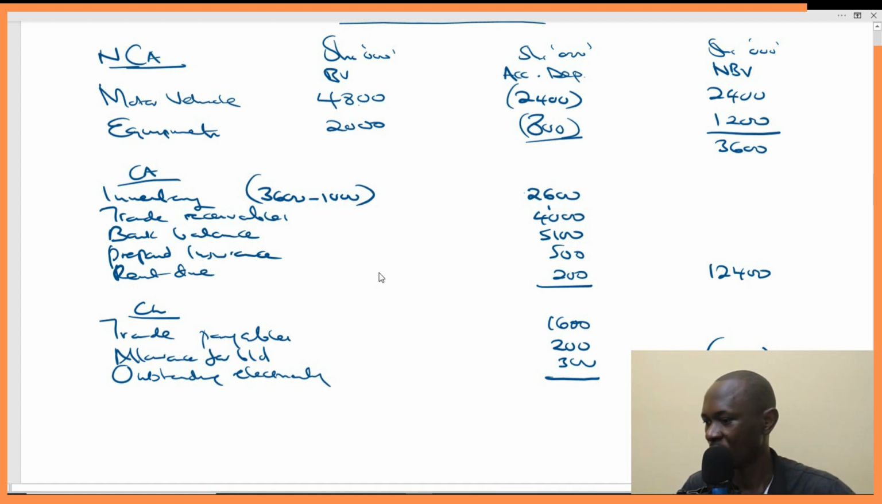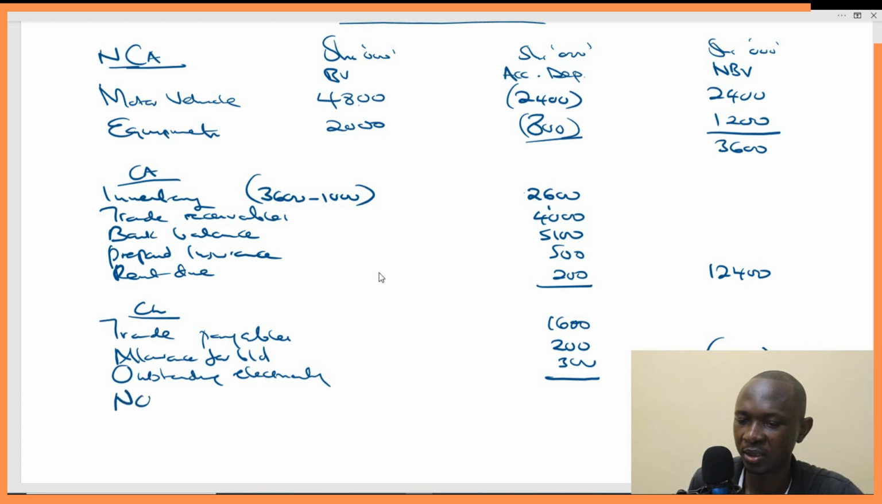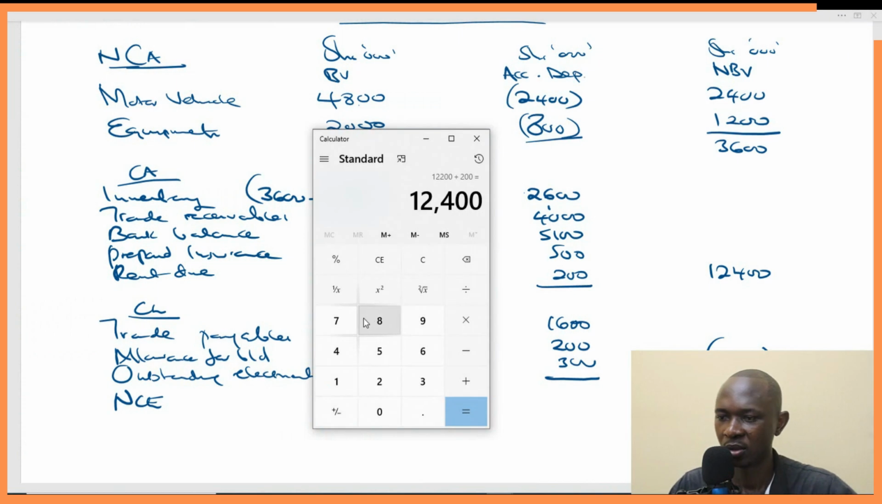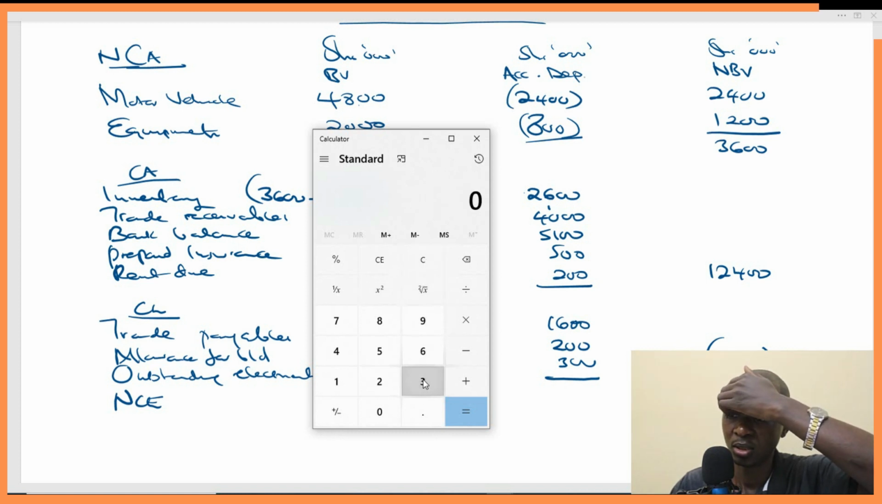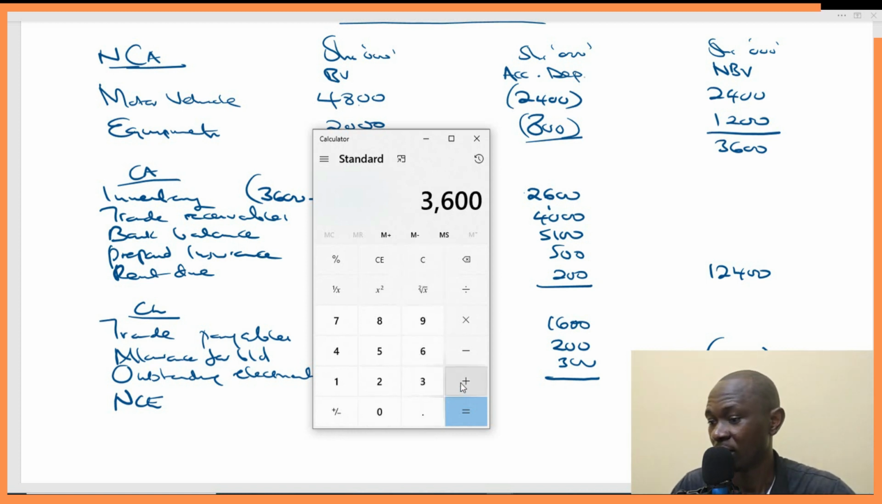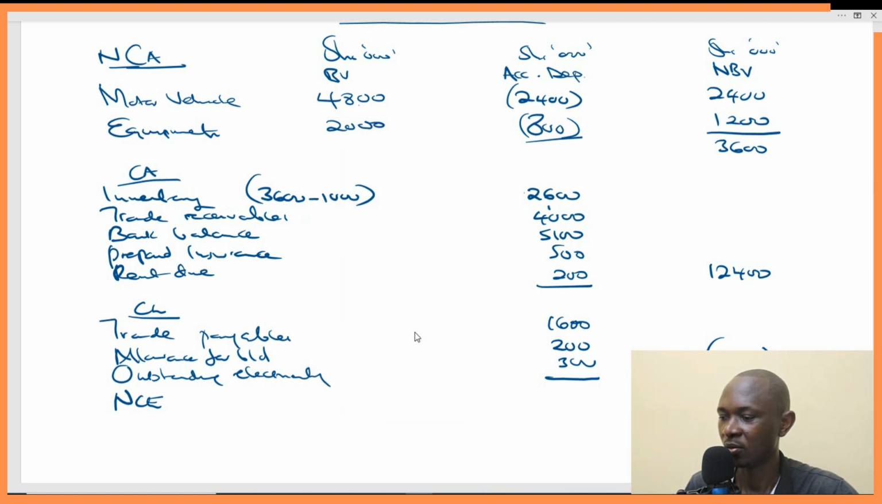So let's get the total. This will form our net capital employed. So net capital employed will be 3,600 plus 12,400 minus 2,100. That gives us 13,900. This should be our net capital employed, 13,900.